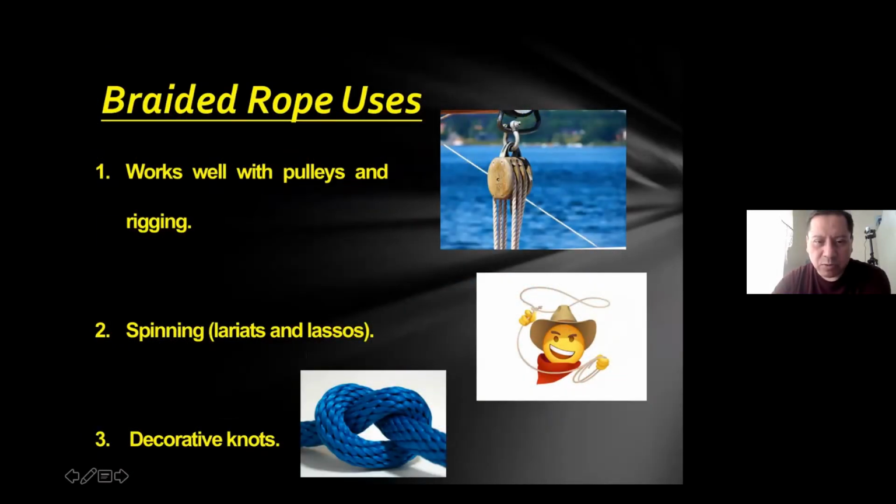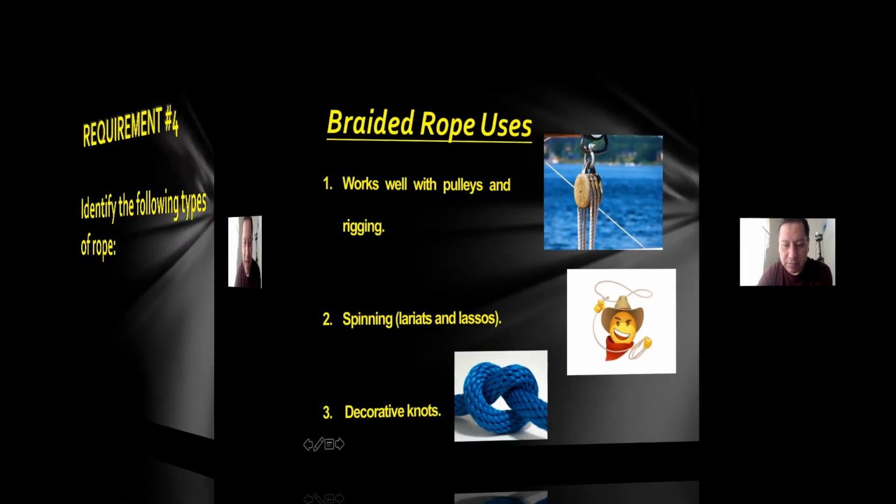Now, braided ropes work well if you use them for pulleys or to rig something. Here they're using a laid rope, you see, but you can also use braided ropes. Braided ropes are good for pulleys. They're also good for lassos, and they make nice decorative knots. But again, a laid rope is also very strong. A laid rope is stronger than the braided rope, believe it or not.